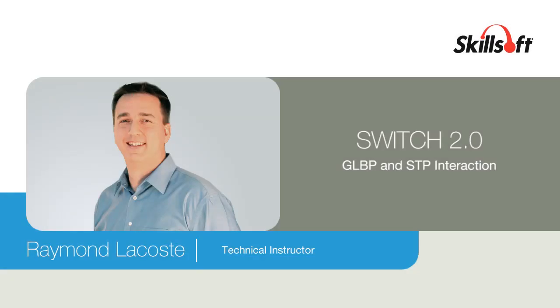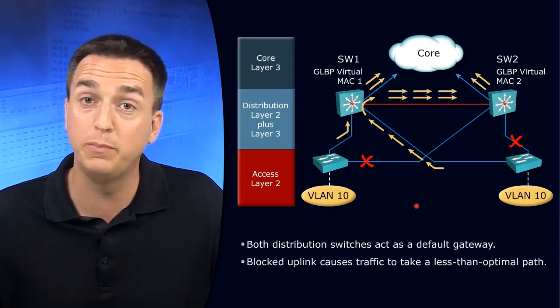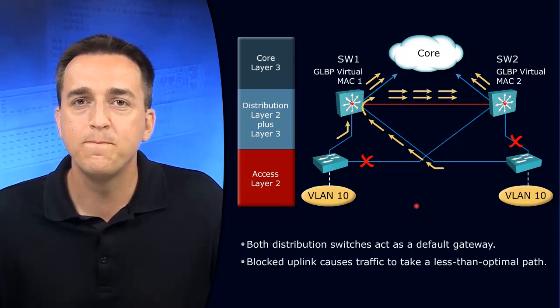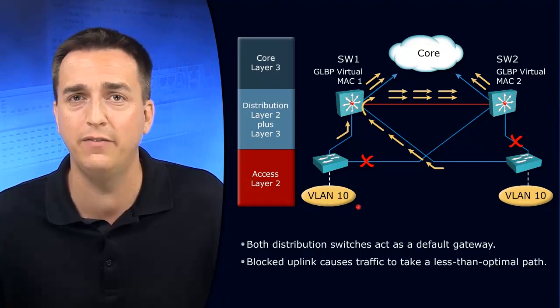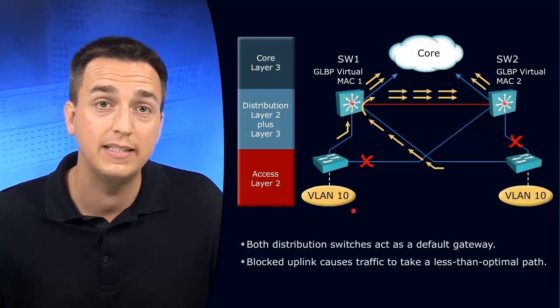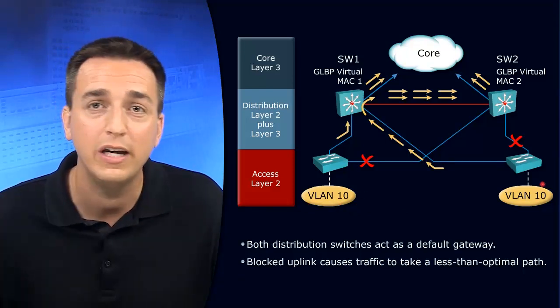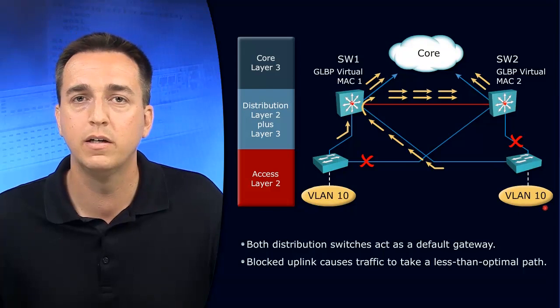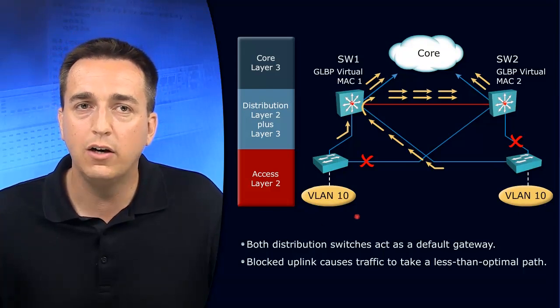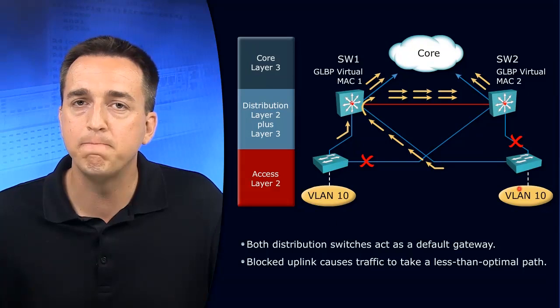GLBP does not get along with spanning tree protocol and vice versa. And we can see that here in this topology, especially when we're using end-to-end VLANs. How do I know we have end-to-end VLANs? Because VLAN 10's here and VLAN 10's over here at the access layer. So we have clients all in the same subnet here and here.